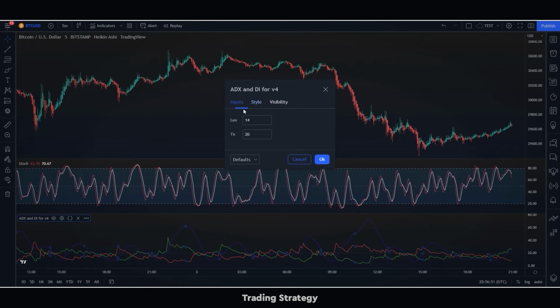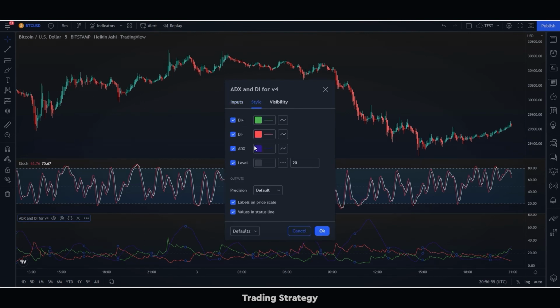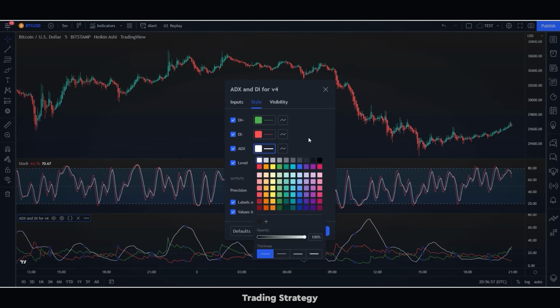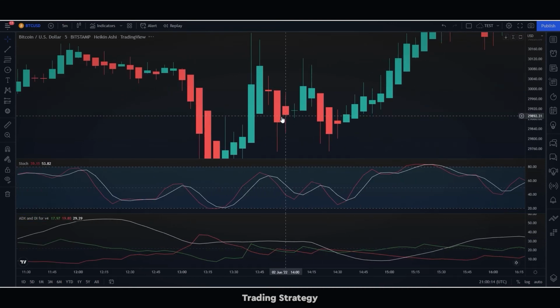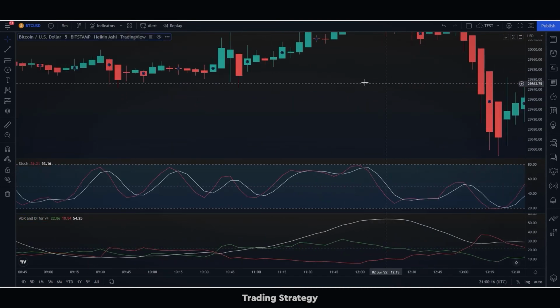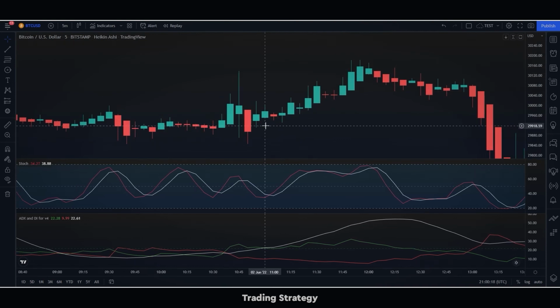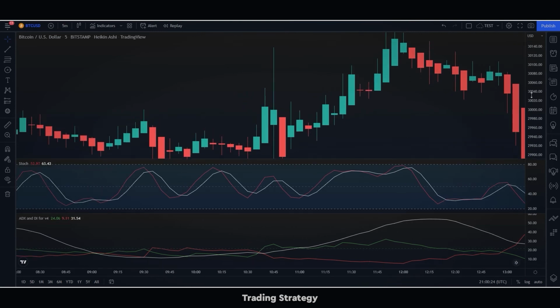This indicator, we will leave it in 14 periods. We will change the color of the ADX line to white and set the trend level to 22. To carry out a buy operation, we must find two consecutive green candles and make sure that the green line and the white line of the ADX are above 22, and the red line is below 22.